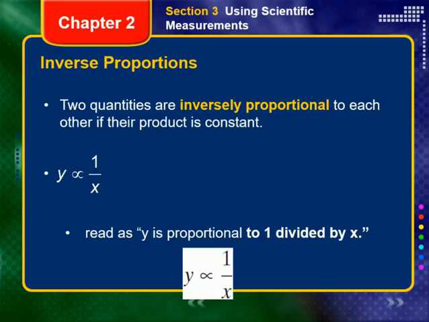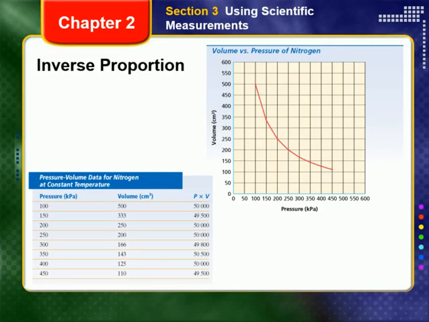When two variables, x and y, are inversely proportional to each other, the relationship can be expressed as follows: y α 1/x. This is read, y is proportional to 1 divided by x. The general equation for an inversely proportional relationship between two variables can be written in the following form: xy = k. In the equation, k is the proportionality constant. If x increases, y must decrease to keep the product constant.